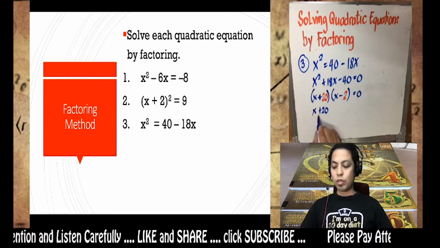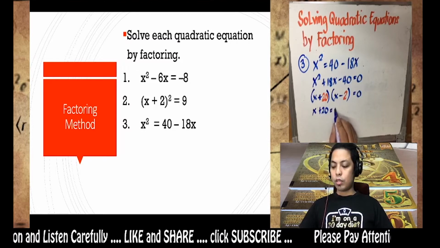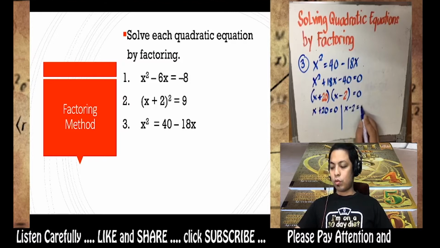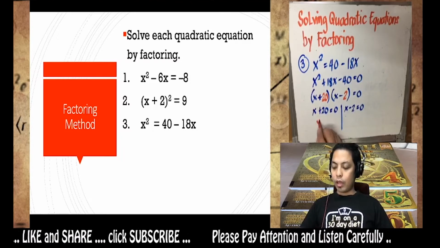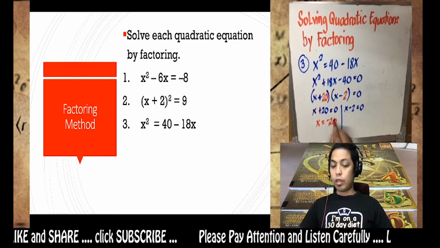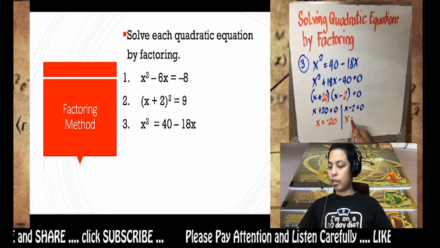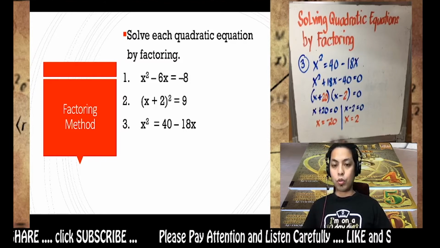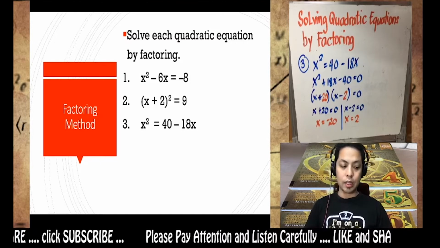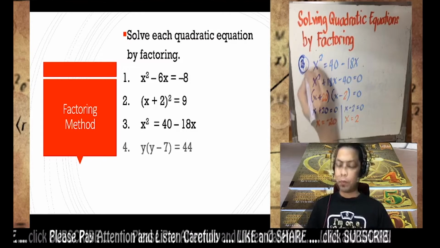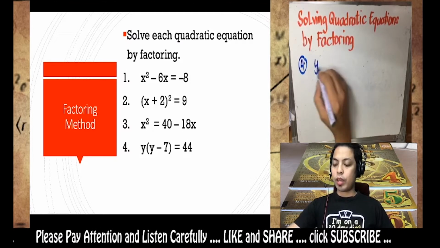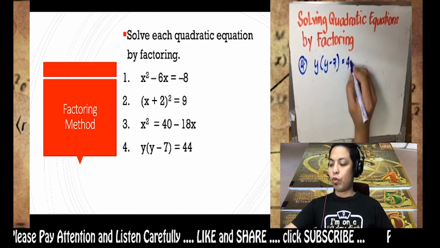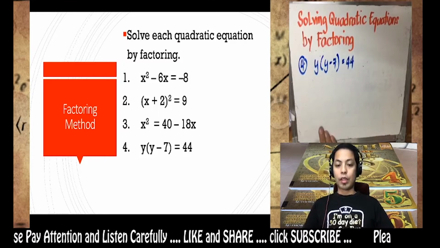We have x plus 20 equals 0. X minus 2 is equal to 0. X is equal to negative 20. And x is equal to positive 2. So, these are the roots for number 3. So, in number 4, y multiplied by y minus 7 is equal to 44. So, simplify muna natin to.